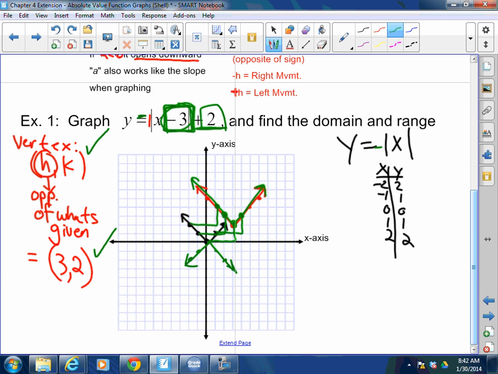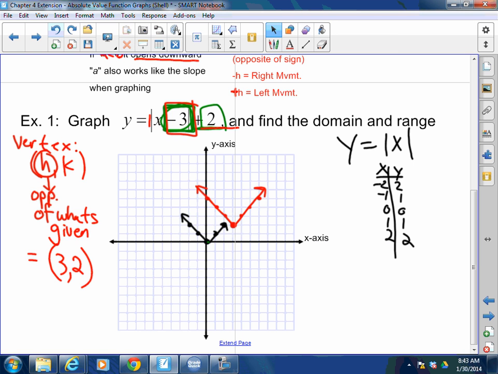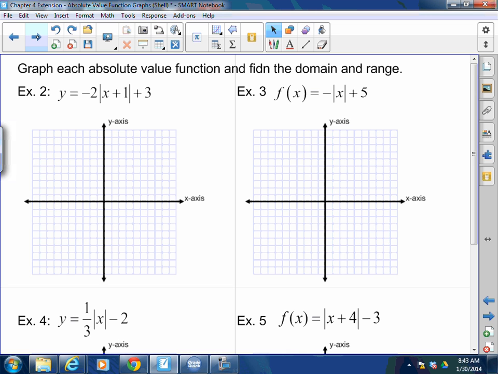I want you to understand that the original red graph that we had came from this original black graph that we have. What did we do to this black graph to get to that red graph? I moved every point 3 places to the right and 2 up. Does that make sense what I did? All right. Now, let's continue with our trick. It's not really a trick. It's mathematical.